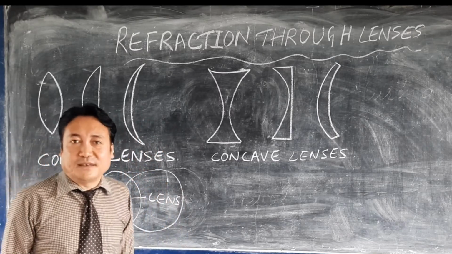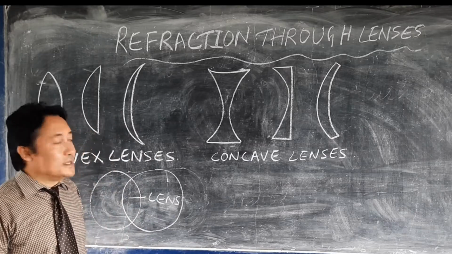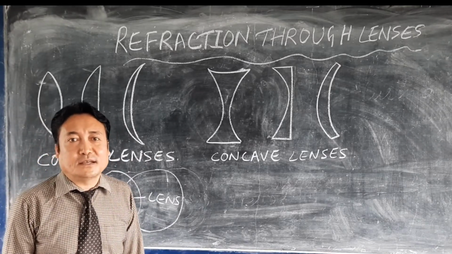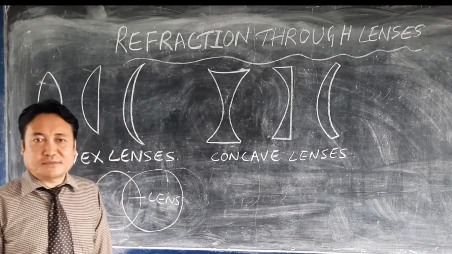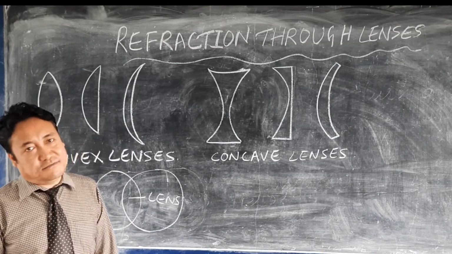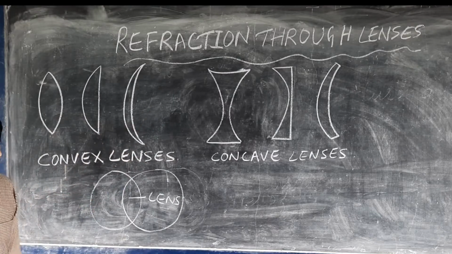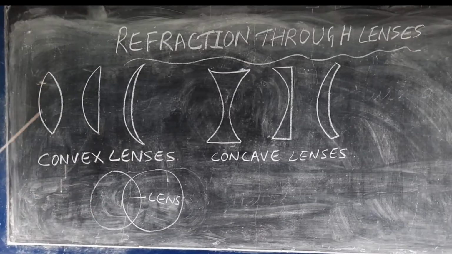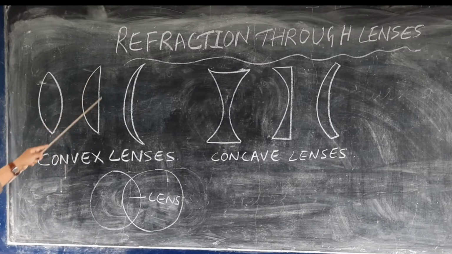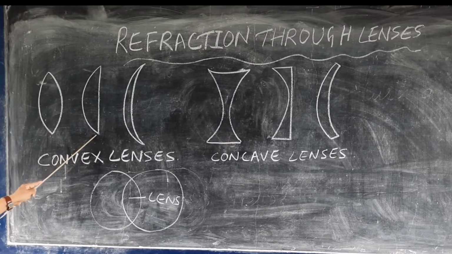Now there are two types of lenses, the convex lens and the concave lens. Let us come to the convex lenses. There are three types of convex lenses. The lens which is curved on both sides is known as the biconvex lens. Biconvex means both sides are convex. When one side is plane and the other is convex, it is known as the plano-convex lens.